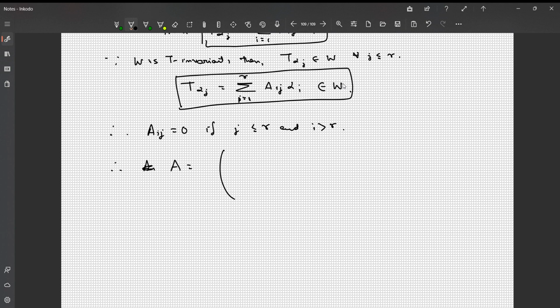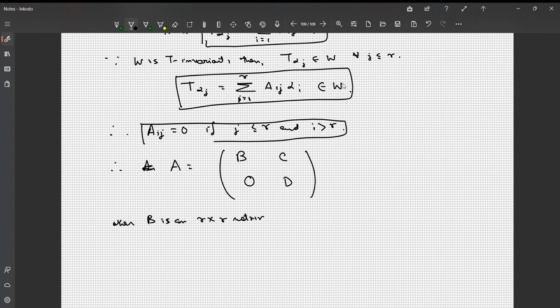So therefore, A has this block form. We have the matrix B, C, D, and the elements under B are all zeros, where B is an r cross r matrix. This statement is an immediate conclusion of this representation, nothing else.